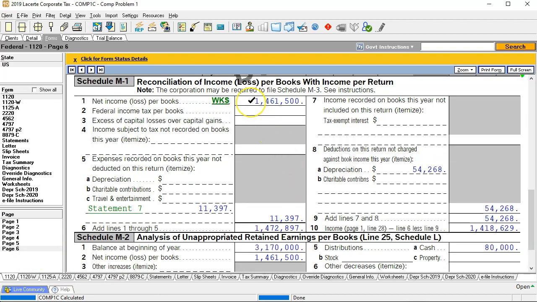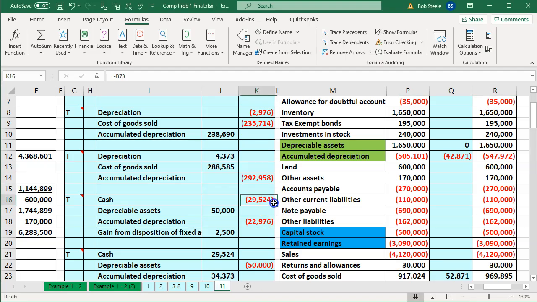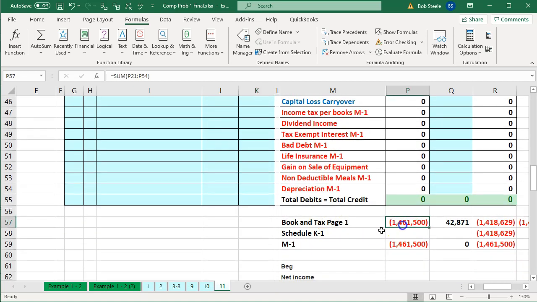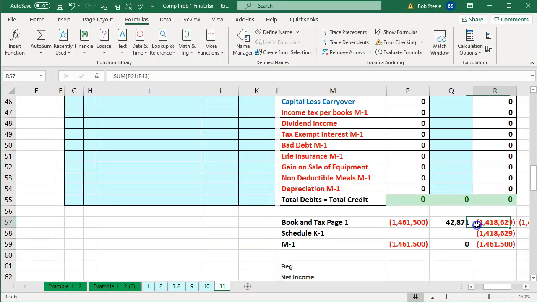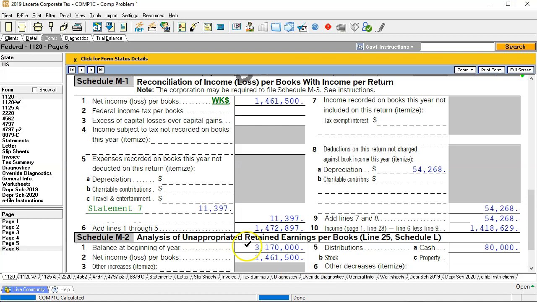We're going to check our income numbers. So the first income, or book income, 1,461,500. Scrolling down, we've got the 1,461,500. Then on the tax side of things, we have the 1,418,629. So that's going to be the 1,418,629. The difference then is now this 11,397.